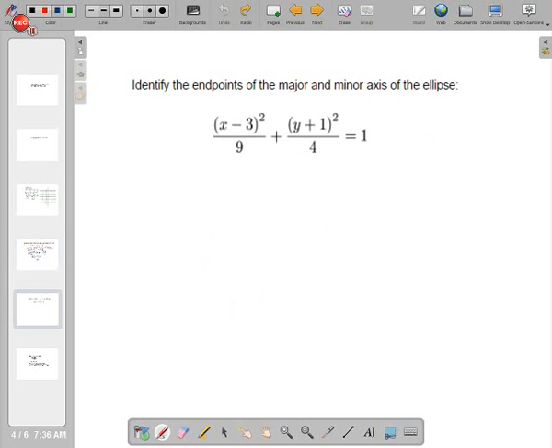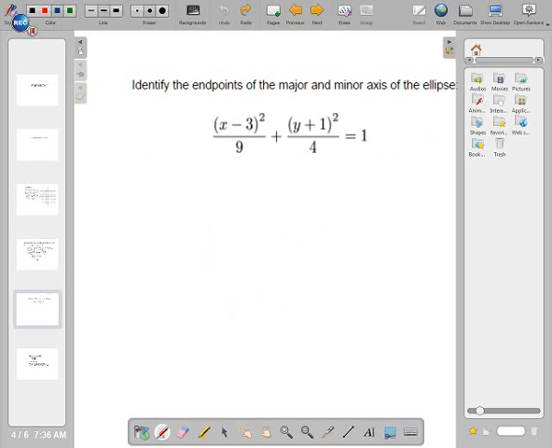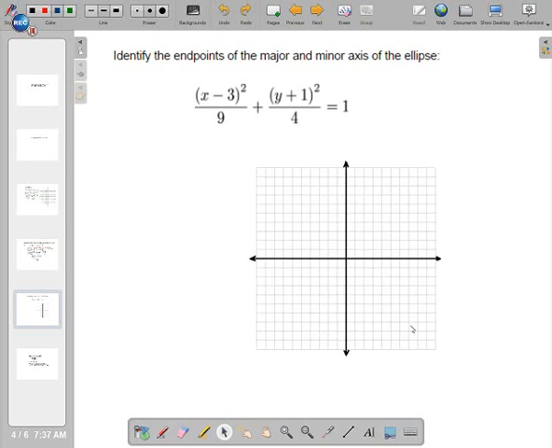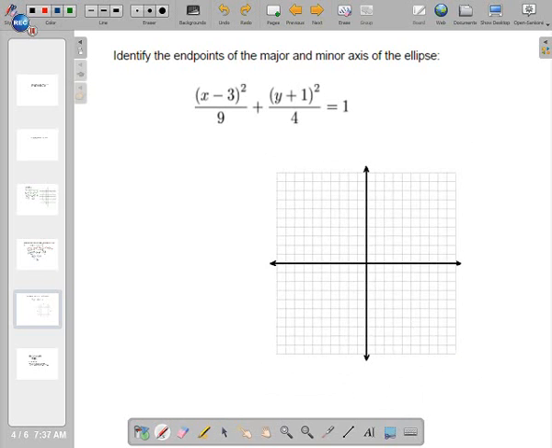Alright. Identify the major endpoints or the major and minor axis. So here, let's draw a grid because we're going to want to see this. So to graph an ellipse, you have to remember that first of all, the center of our ellipse is going to be 3, negative 1. 1, 2, 3, negative 1, because x minus h, y minus k. So there's the center, just like the other ones.